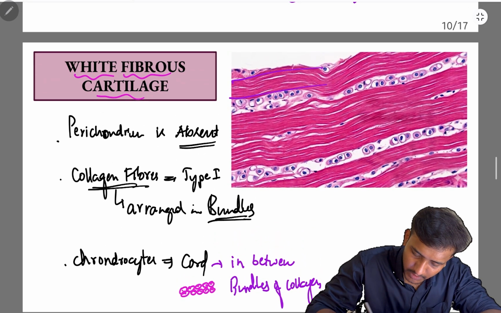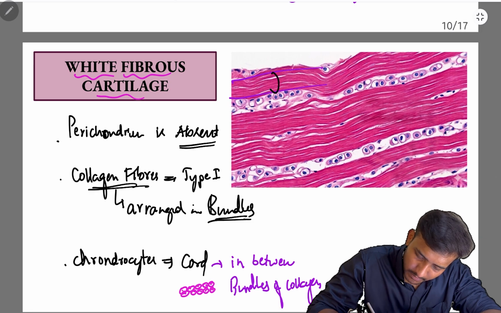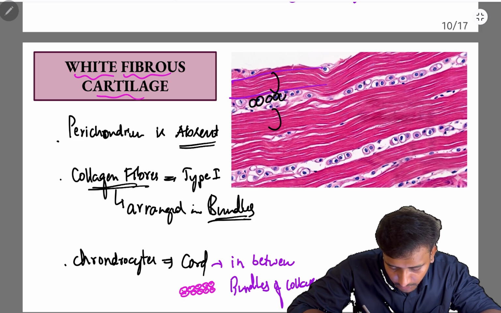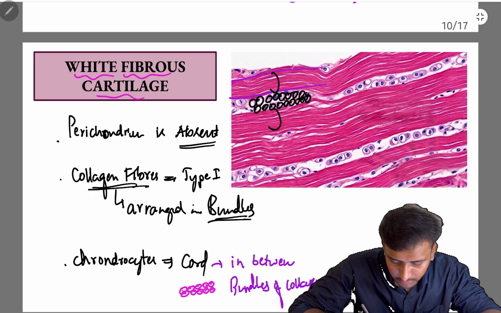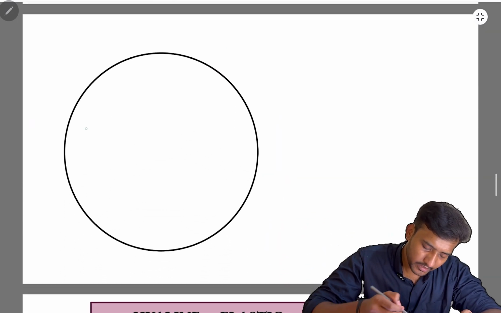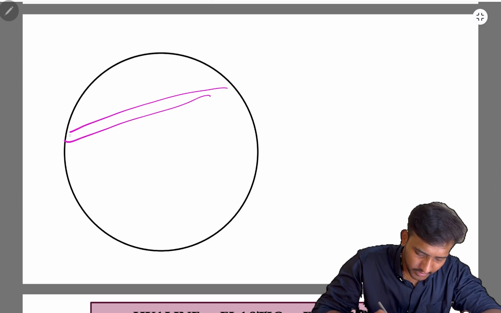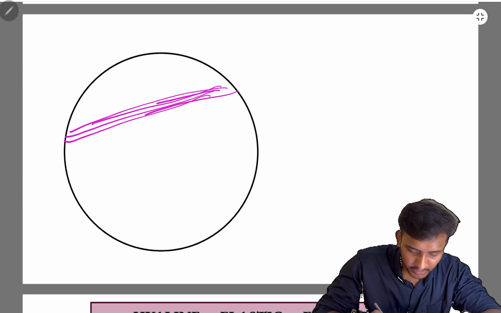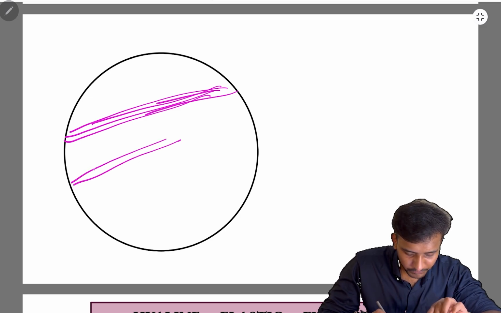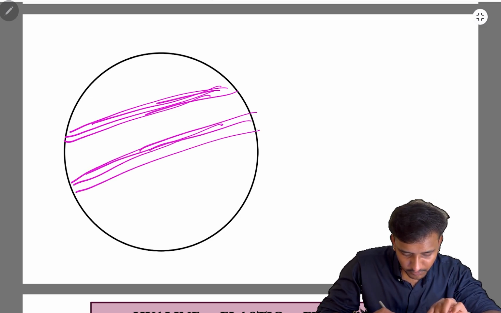These are your bundles of collagen fibers. This particular thing is one bundle, and this is another bundle. Between those two bundles, you have some space, and there you have your chondrocytes, which are arranged in cords, right? That was about the white fibrous cartilage. We'll draw our own diagrams. I told you that these will have bundles of collagen fibers, and the perichondrium is absent. Here in this particular cartilage, the perichondrium is not there. Please remember this.